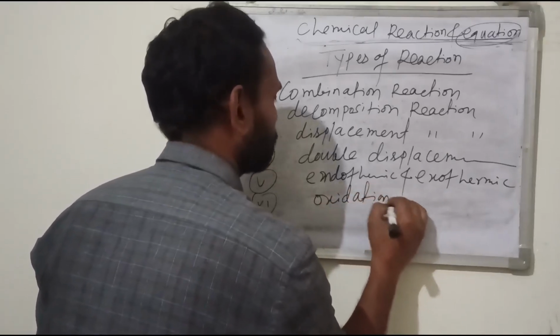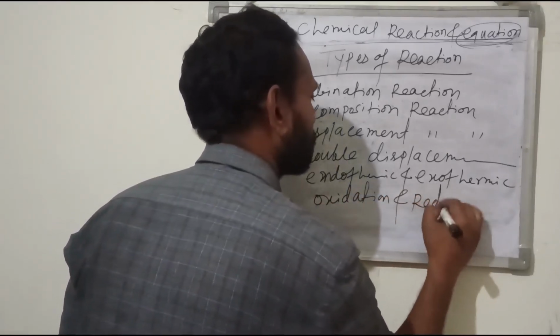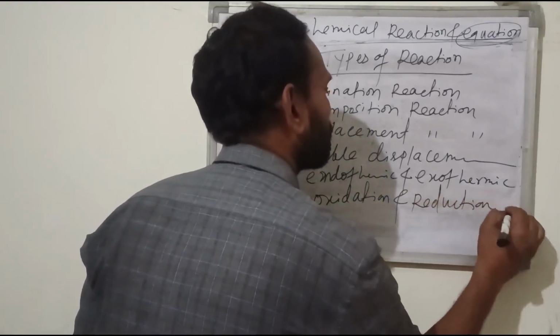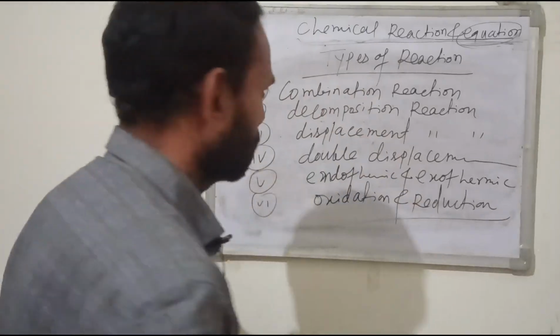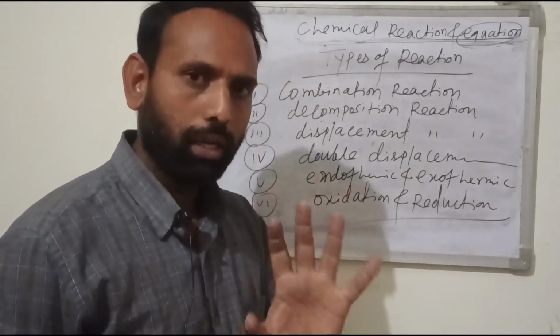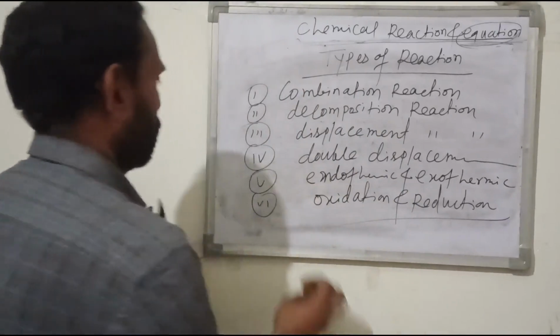Oxidation and reduction. All are types of the reactions. I will explain one by one with the definition and with the example. Okay, so let's start.